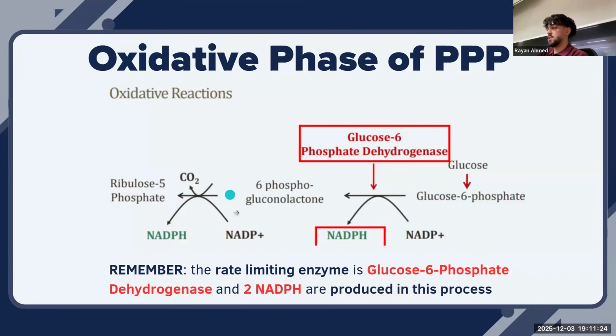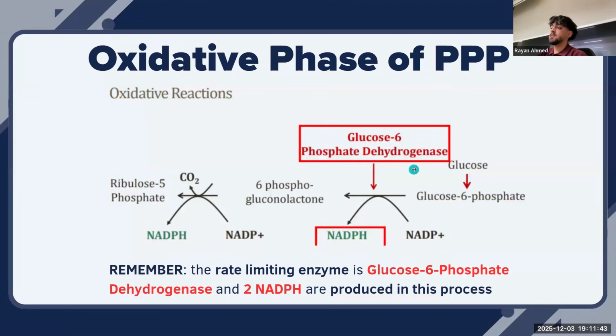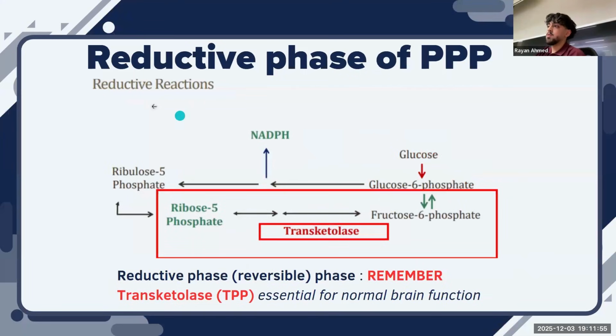And in this pathway, NADPH is produced 2 times, as you can see here, to make ribose 5-phosphate. And this is the rate-limiting enzyme, which is, again, G6PD, glucose 6-phosphate dehydrogenase, and 2 NADPH are produced in this process. I need you to remember 2 NADPH and glucose 6-phosphate dehydrogenase from this oxidative reaction. And again, remember, this is an irreversible reaction, not like the reductive reactions, which is the next part. So reductive reactions, this is the second part.